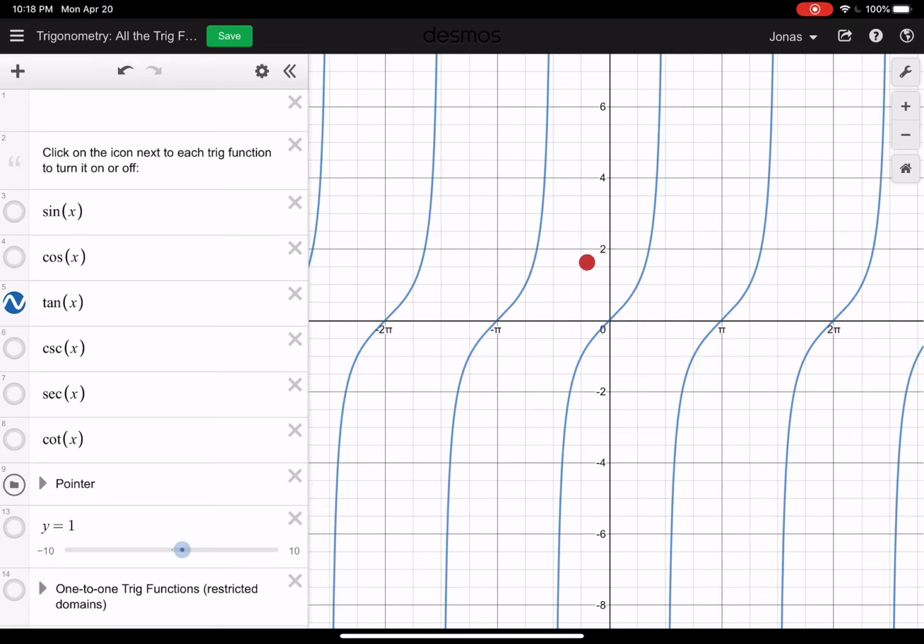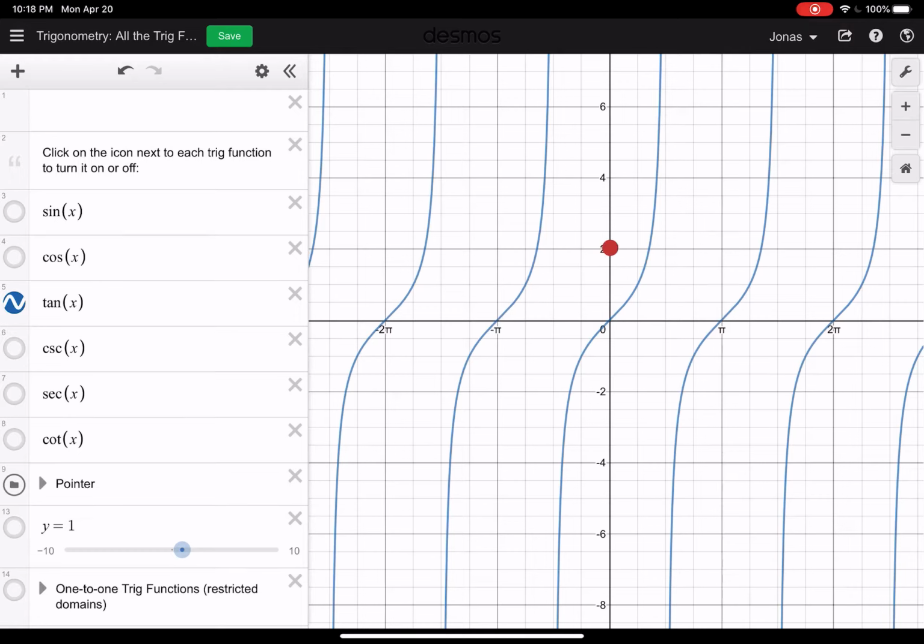Since it fails the horizontal line test, we can't create an inverse function. And it's exactly for the reason that I just illustrated. If I give you an output for tangent, the output of tangent is 2, and I ask you which input did you give me? Well, there are a lot of different answers. And since there are a lot of different answers, the inverse would not be a function. It doesn't give you a single answer.